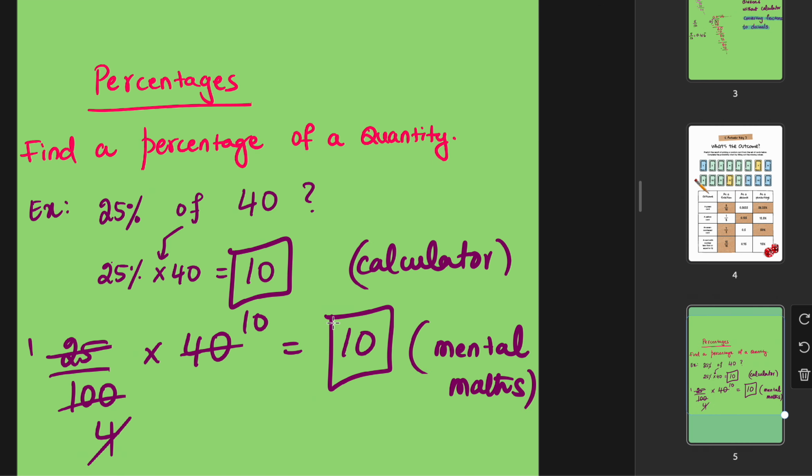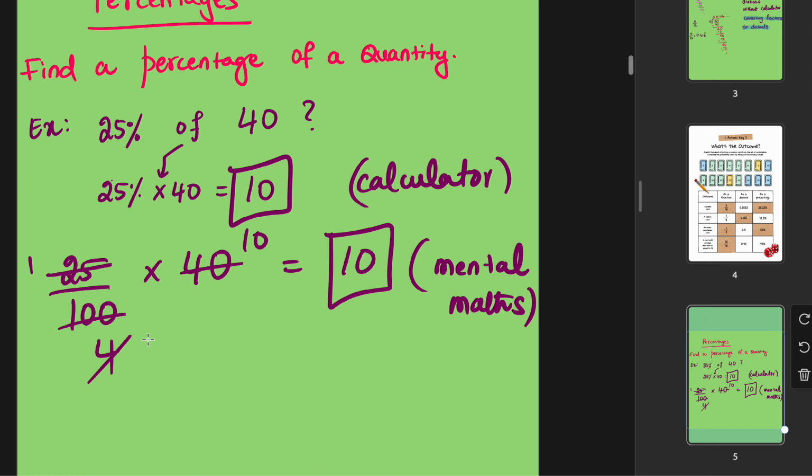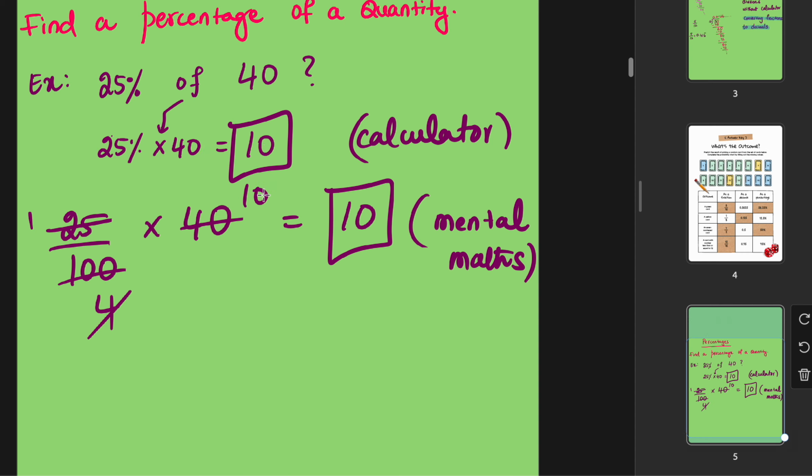Now, finding percentage of a quantity, all you have to do is, if they ask you 25% of 40, of should be replaced with times. So use your calculator. 25, make sure you put this percent symbol, times 40, and that should equal 10.